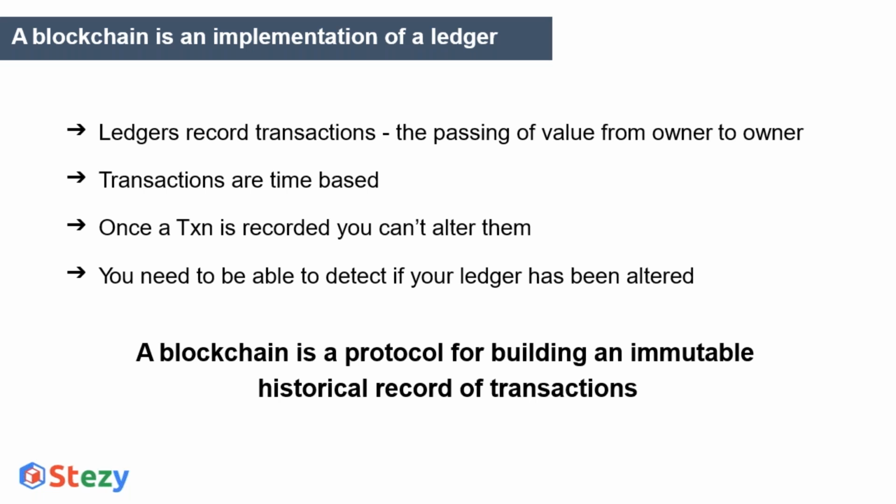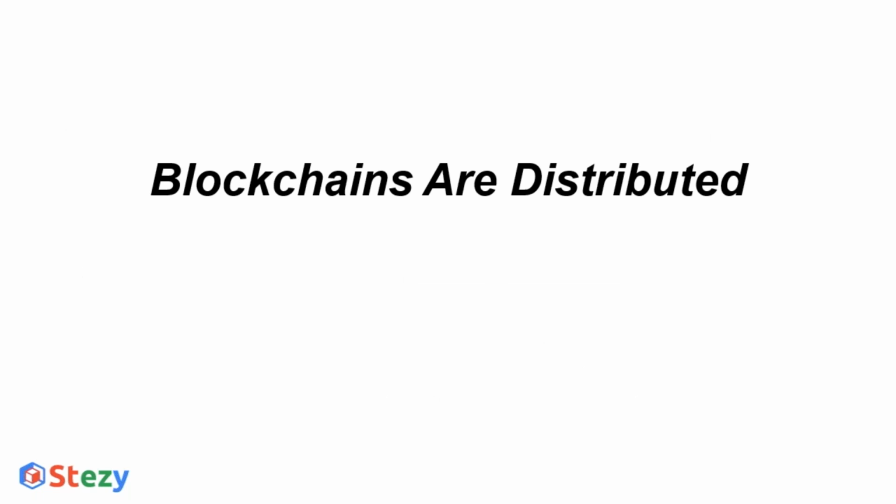But that does not happen on a blockchain network, because your cryptographic hash will be tagged to each of your transactions, or each update you make on the blockchain network. So you need to be able to detect if your ledger has been altered or not. The blockchain is a protocol for immutable historical records of transactions. That is one thing to make a note of. I'll be quickly moving on now. We have a lot of other slides as well.